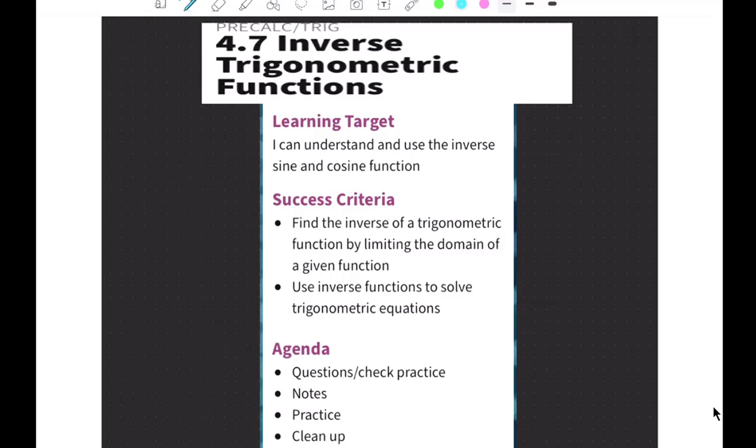Section 4.7, we get to look at some inverses of some of our functions. So we're still messing around with some sine and cosine. We get to talk a little bit about some domain and some range. Why is it that we have to limit our domain and our range when it comes to looking at some inverses? And then ultimately we're going to solve some inverses.